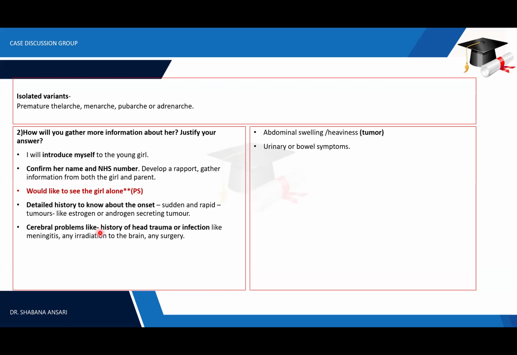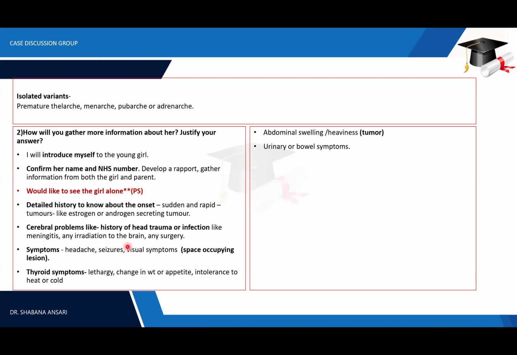And if there is any history of head trauma or infection, so it is indicative of cerebral pathology, like any history of meningitis, radiotherapy to the brain, or any surgical treatment. Would like to know about symptoms like headache, seizures, visual symptoms. These are indicative of space-occupying lesion.